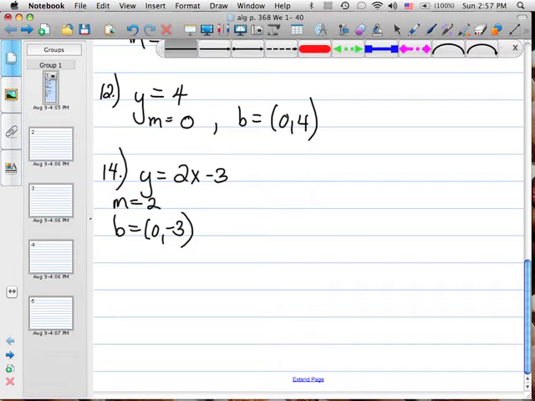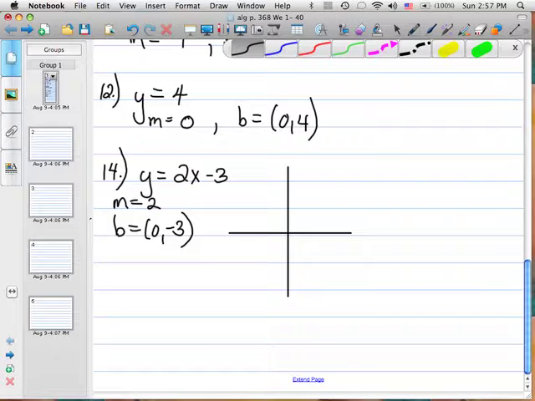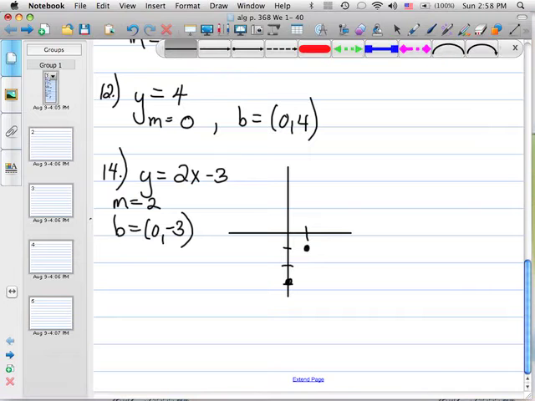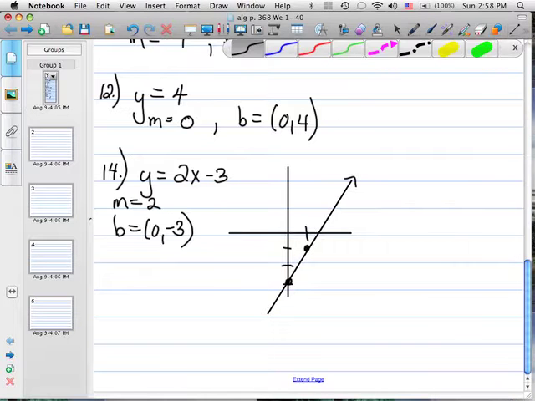So make a small coordinate plane. We plot the y-intercept with just 0, -3. And the slope is 2, so that means up 2, right 1. We have our second point, and we connect it with a line with the intercept. And I put arrows at the ends because these are lines which are infinite.